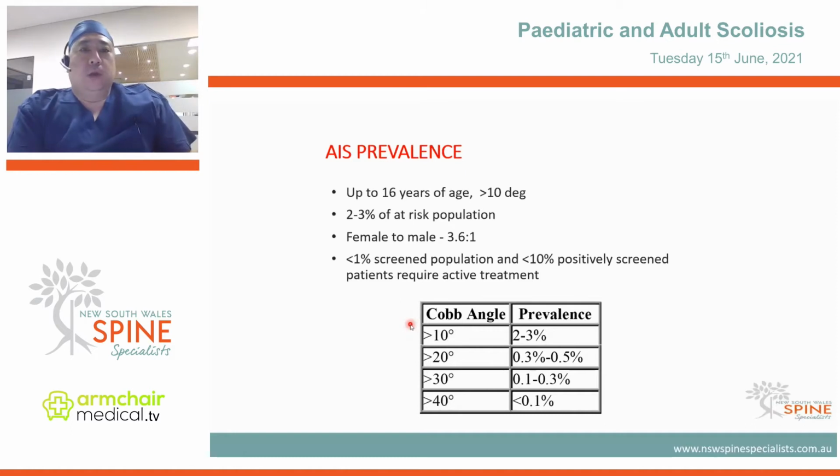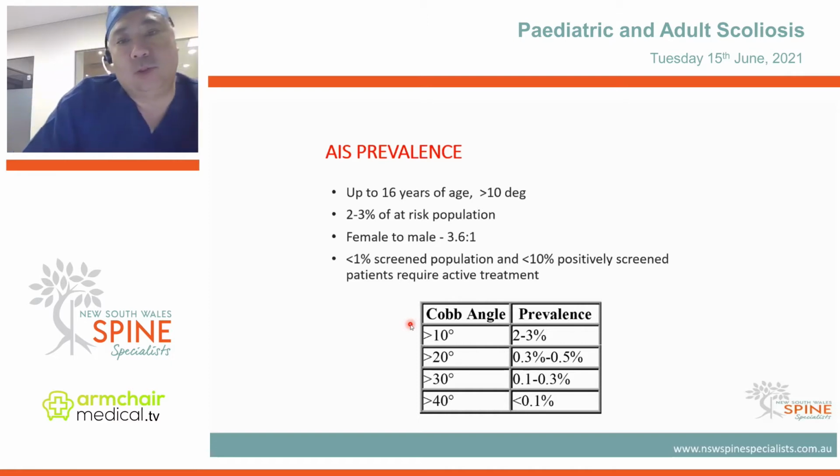Approximately 2 to 3% of the population is at risk of scoliosis at any particular time, and this is a population up to 16 years of age for pediatric scoliosis. And you can see here it is much more common for females to have pediatric scoliosis, and the ratio is almost 4 to 1. So it's much more likely for a female to present.